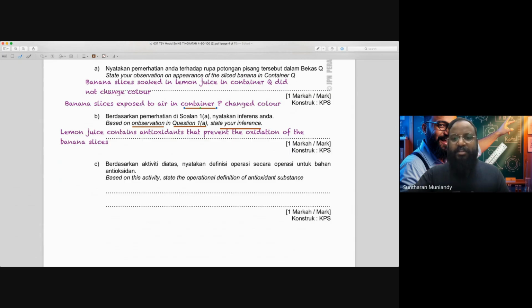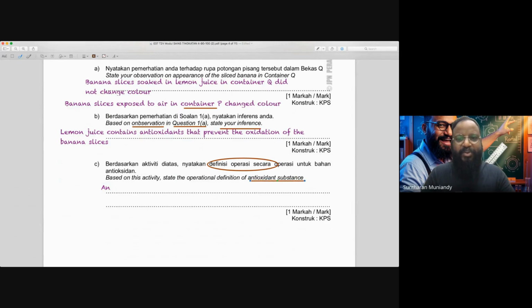So antioxidant substance. So first thing that I will do in order for me to write down my operational definition, I will write down the keyword first. Yeah, antioxidants. The keyword they have already given me in the questions.